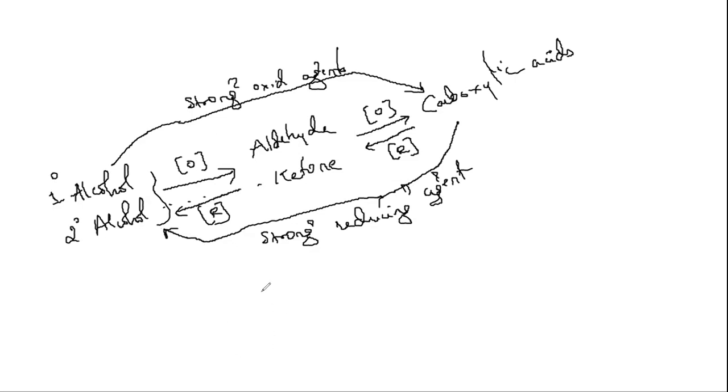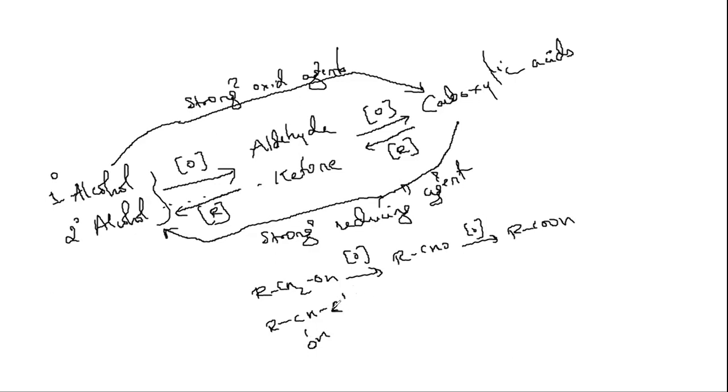So you can show it here also. RCH2OH on oxidation gives RCHO, which on further oxidation gives RCOOH. Or RCHOH R dash, a secondary alcohol, on oxidation gives RC double bond O R dash. Further oxidation is a bit difficult, and you will get a mixture of RCOOH and R dash COOH. So you get a mixture.